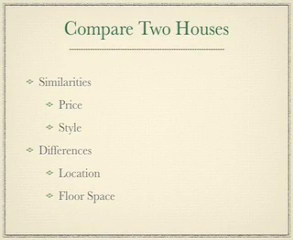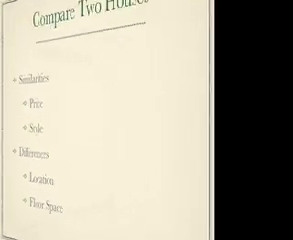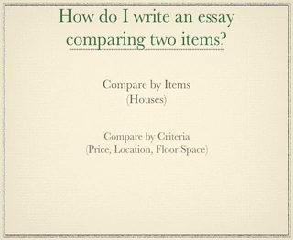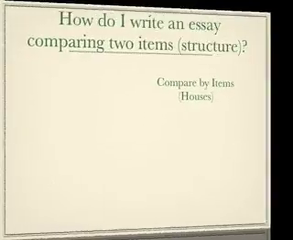The similarities could be price and style. Differences might be the location or floor space. But how do we go about writing these essays? Well, we can compare them either by items or compare them by the criteria, like price, location, and floor space. Okay, now, how do we put this in an essay?